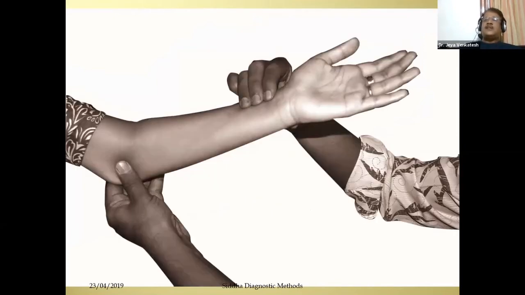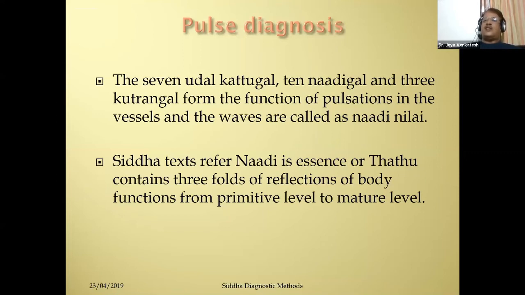The pulse is the reflection of 7 udal kattugal, that is 7 body constituents, and 10 pulses and 3 humors, which are received in the form of waves in the radial artery. This is the essence of the whole body. We can see whether it is a primitive level or a mature level.